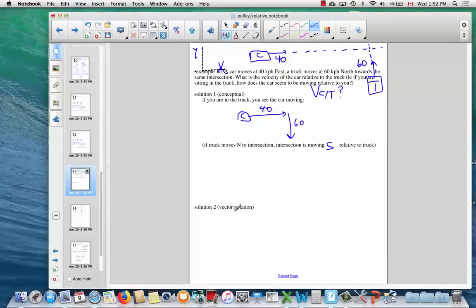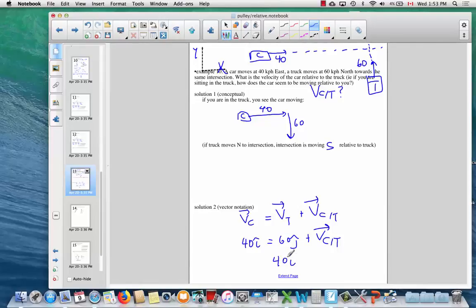Now, if we use our vector notation as another way of solving this, so velocity of car, velocity of truck, velocity of car with respect to truck. Since this is what we're looking for, we write the equation in this way. So car is 40i, truck was 60j. So solving for the velocity of the car relative to the truck, you're going to get 40i minus 60j, which is exactly what we got previously.